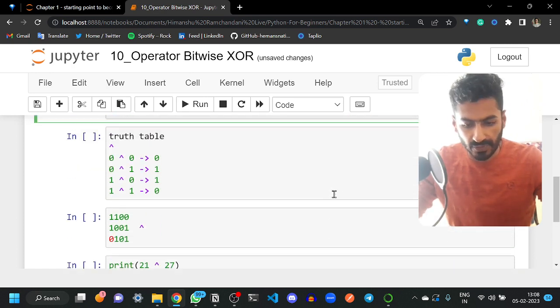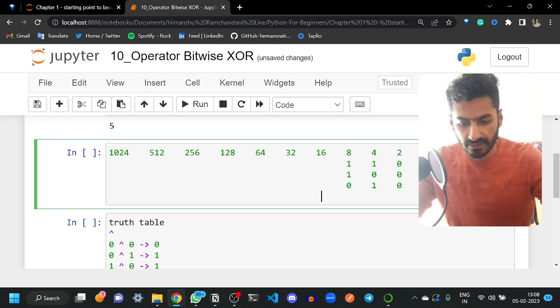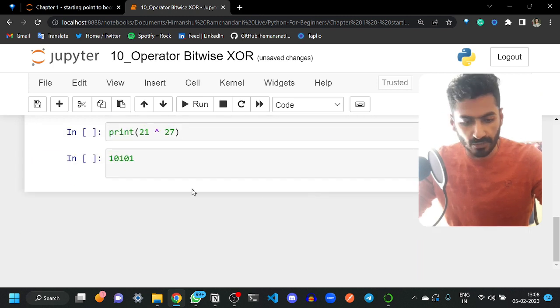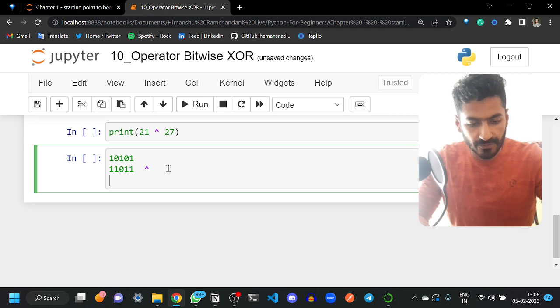What will be the binary of 27? So 16 plus 8. Put a 1 here and a 1 here. This will be 24, where we need 3. This will be 0 and this will be 1. 24, 25, 26, and 27. So 11011 will be the binary of 27.